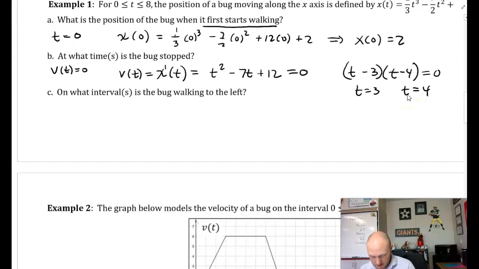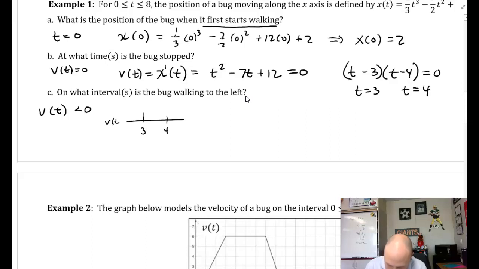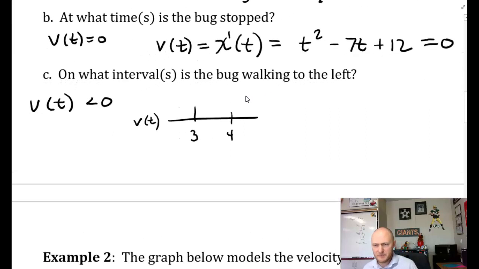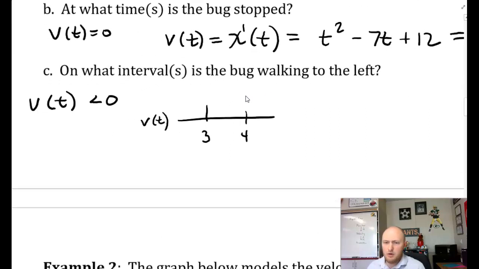All right, next question. On what interval is the bug walking to the left? Well, remember, we want the velocity. If a bug is walking to the left, its velocity is going to be less than 0. So how do I know if the velocity is less than 0? Well, I'm going to take my critical values where the velocity is 0, and this is what we call a sign chart. I'll label it v of t. Here's 3 and 4. And I want to know, is it positive or is it negative on which intervals? One way to do this is you can test values for v of t.